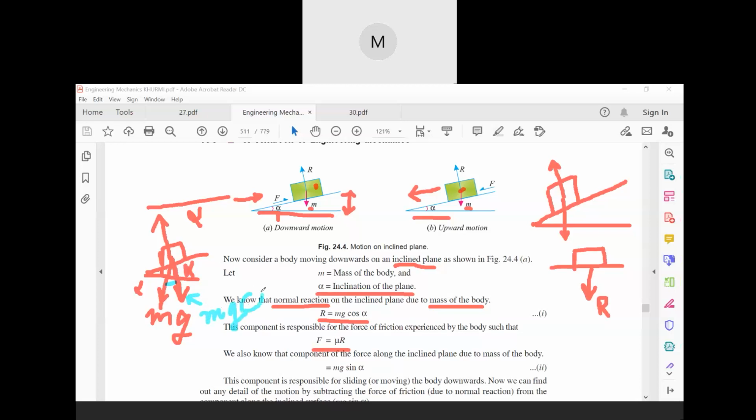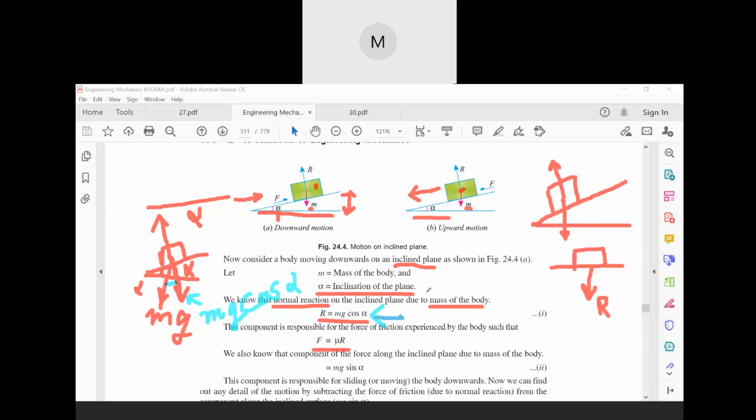mg cos alpha. So this is the cos theta component. So this one will be in this manner. If this one will be in this manner, then we can do one thing. It is mg cos alpha. Now we can write this one in this manner: R equal to mg cos alpha.